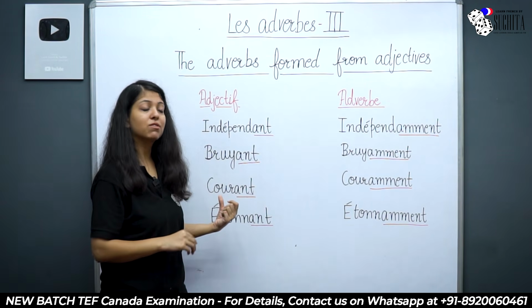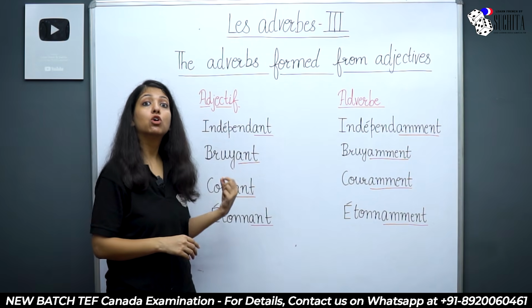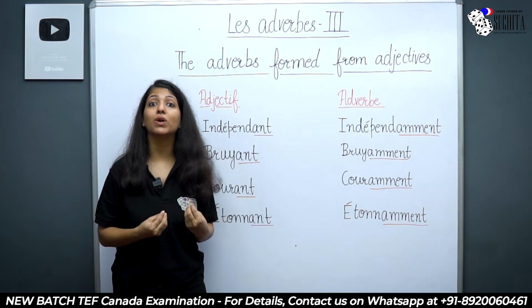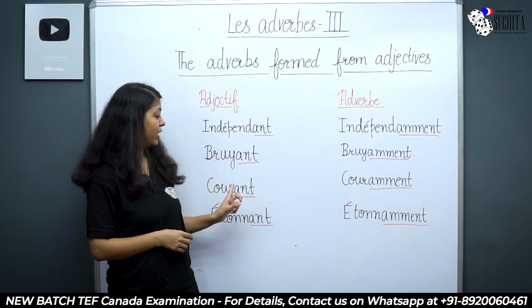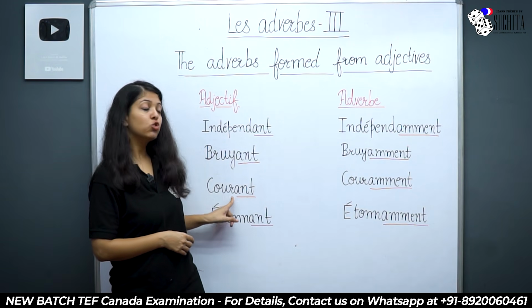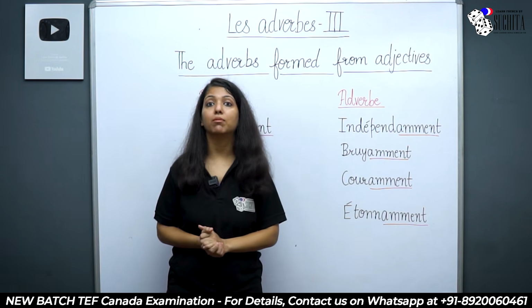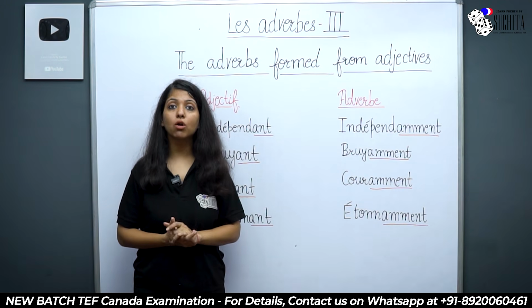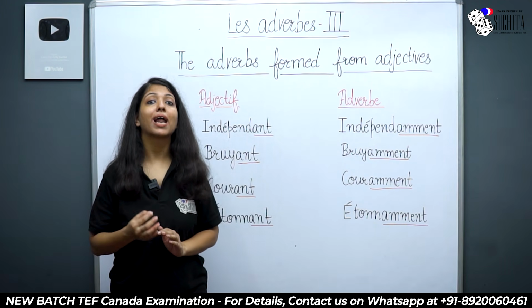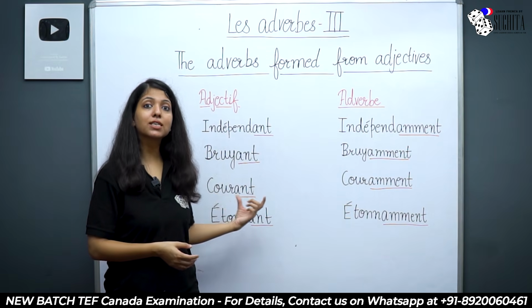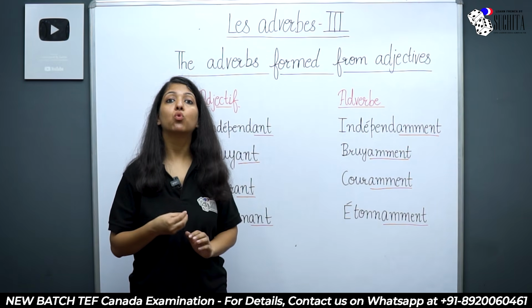Alors, troisième exemple, courant, which means fluent. If you see, it's ending with A-N-T. Again, remove A-N-T, you need to write till R and then add A-double-M-E-N-T. Courant, couramment. Fluent, fluently.